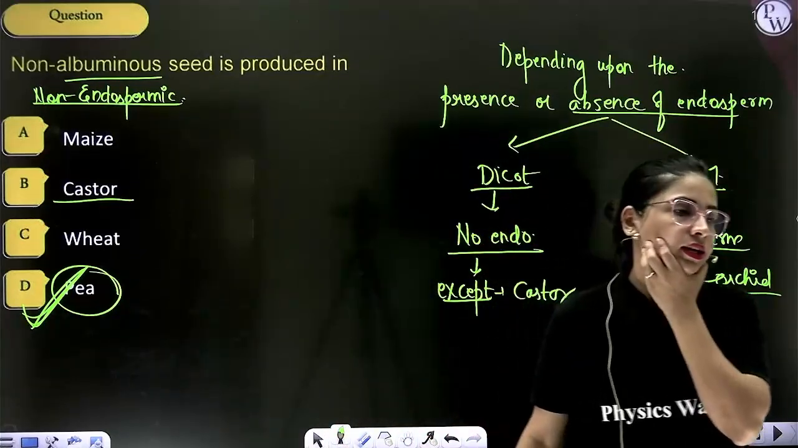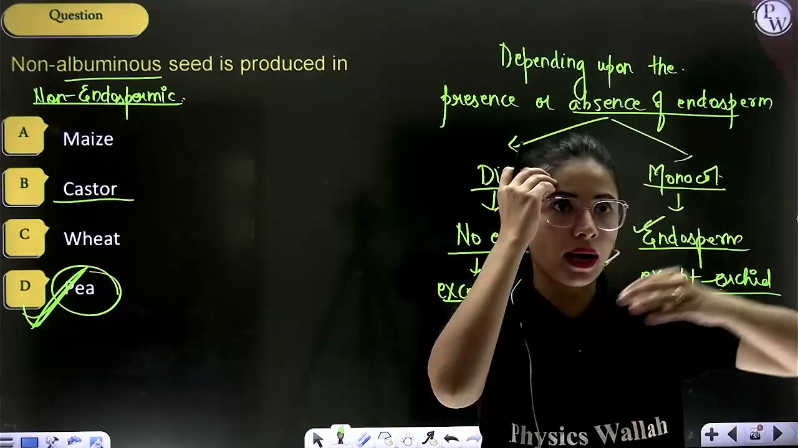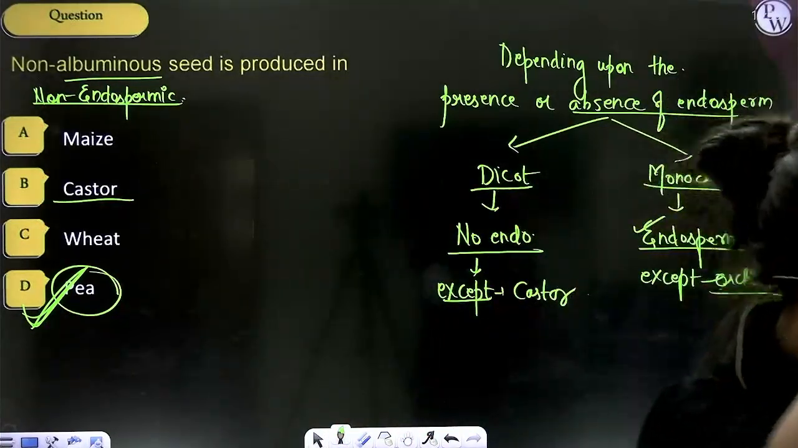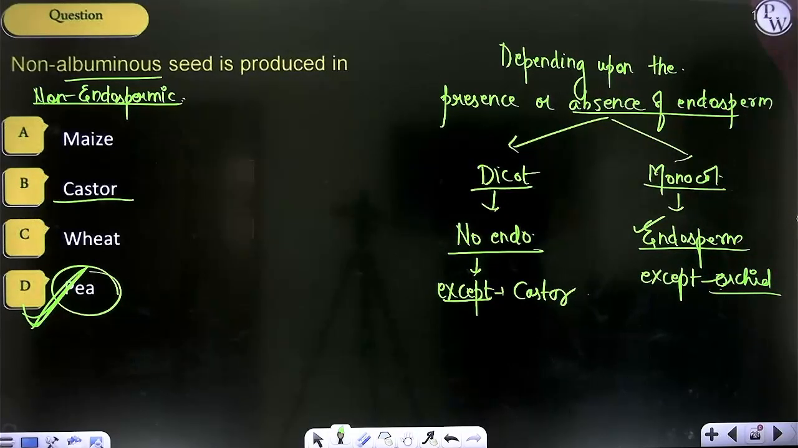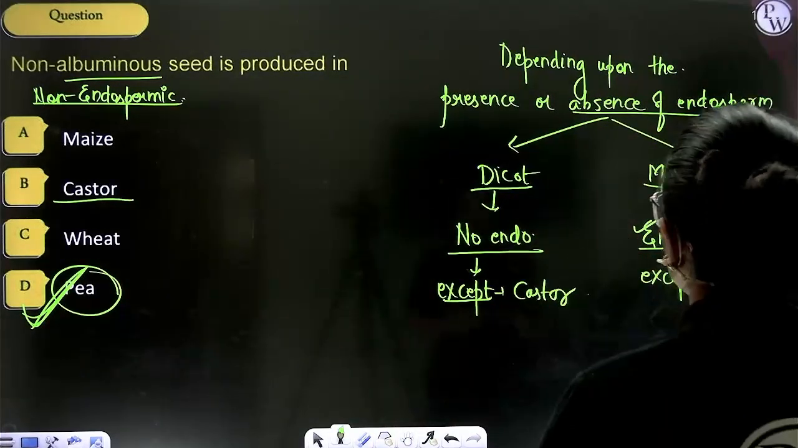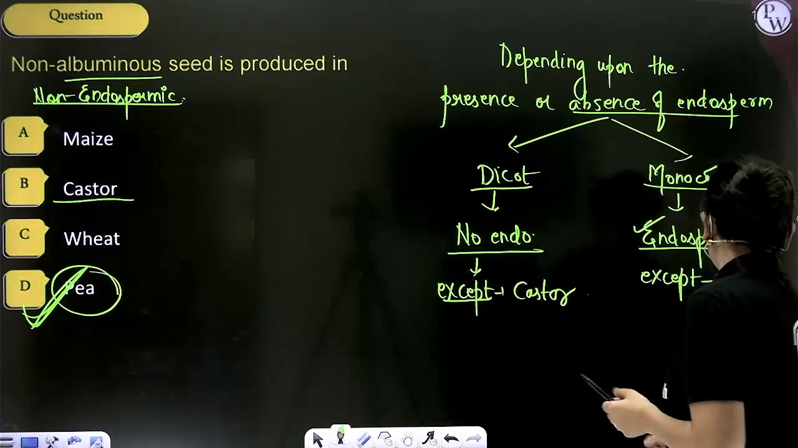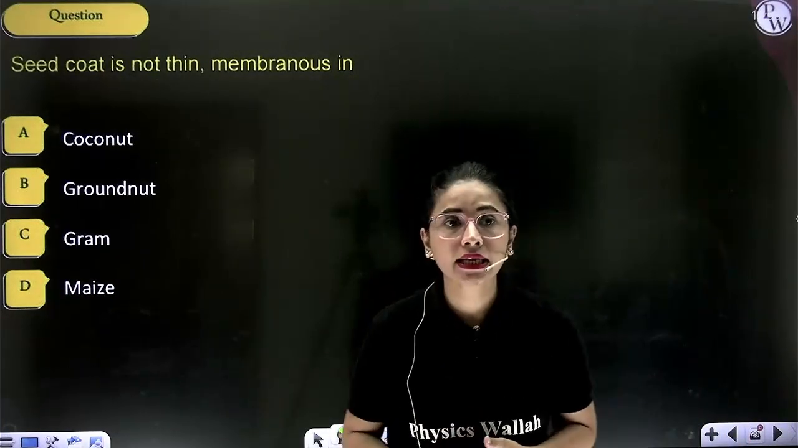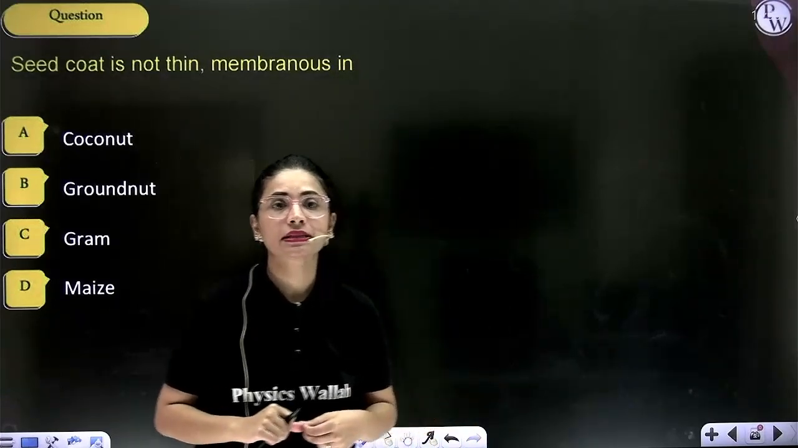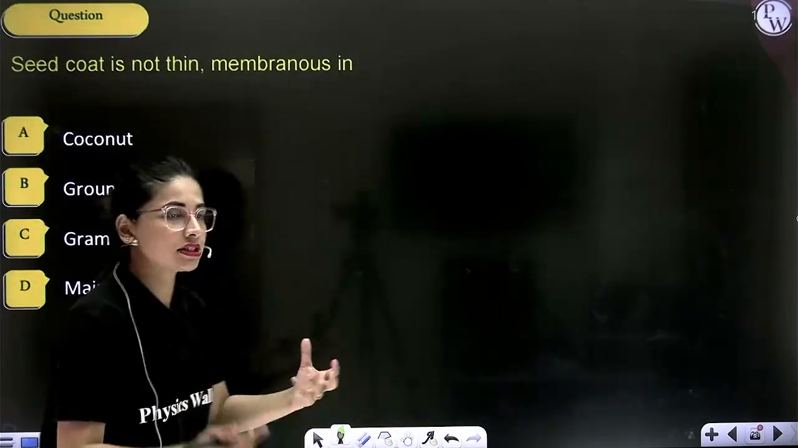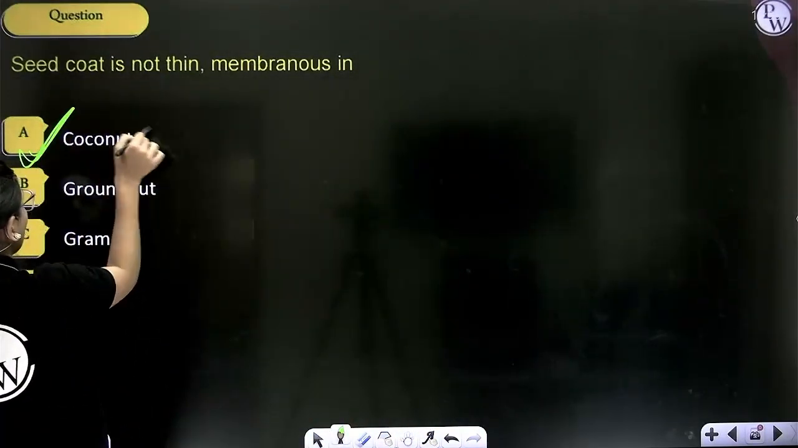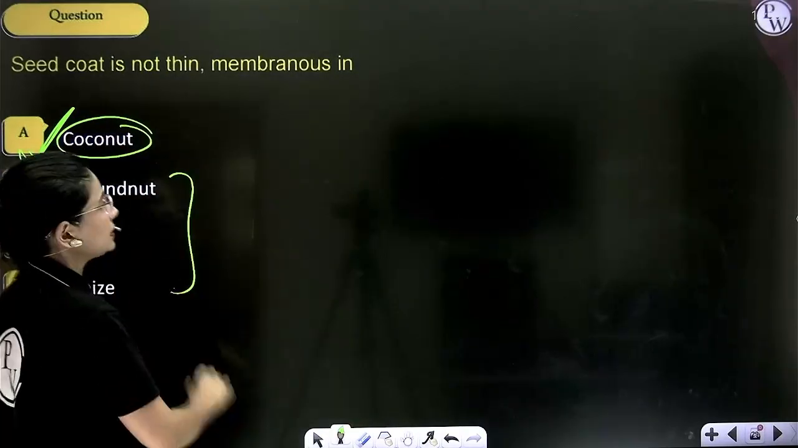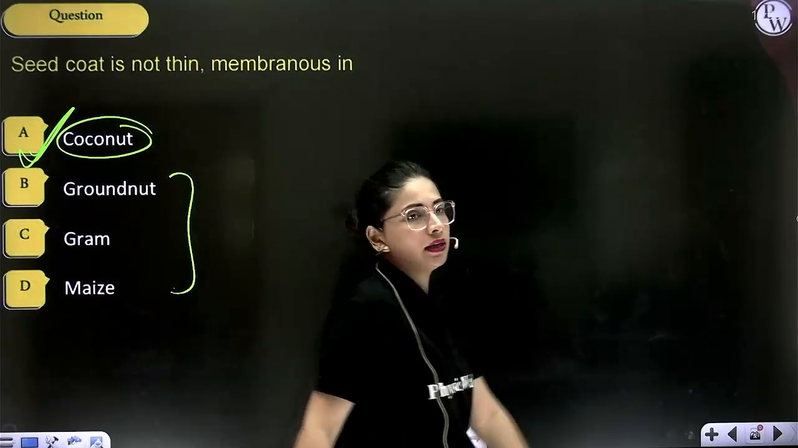Clear? Any confusion? Anyone? Just check the question once. If you understand it, then ma'am will further proceed to the next question. Seed coat is not thin and membranous in. So simple answer, just remember it. A, coconut. Otherwise, the seed coat is thin and membranous.